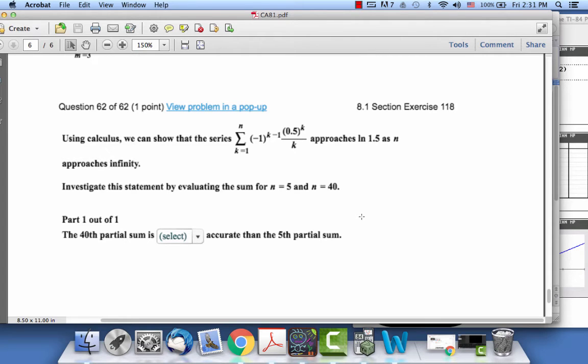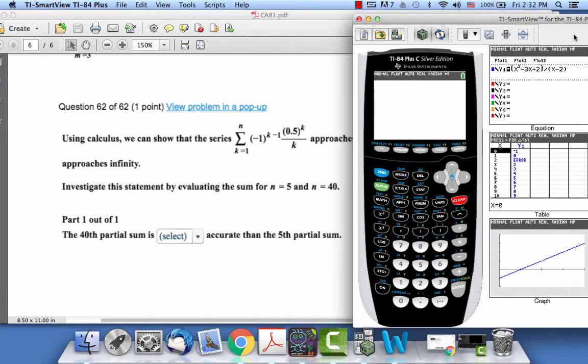this series will eventually go to natural log of 1.5 as we let n get larger and larger. We want to look at when n is 5 and when n is 40 and see which one's a better guess. Typically, if you have something as the limit, it will get closer and closer. Sometimes it waits a while to do that, but in this case, I think it will get closer and closer. So first, let's see, what is natural log of 1.5? 0.4054651081, and there will be infinitely many things after that.